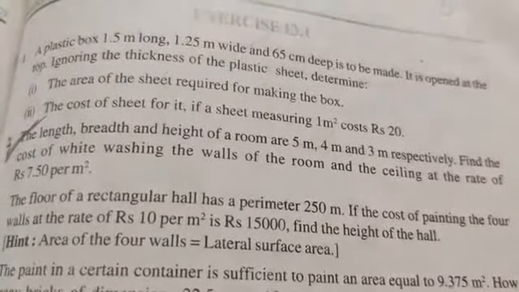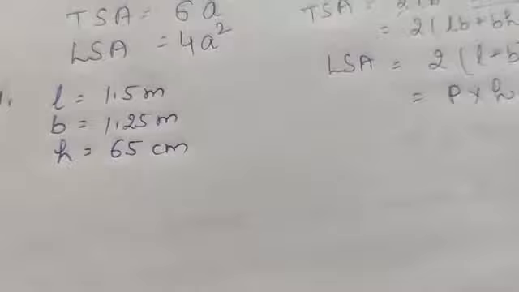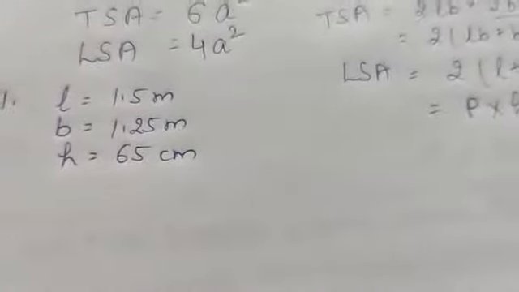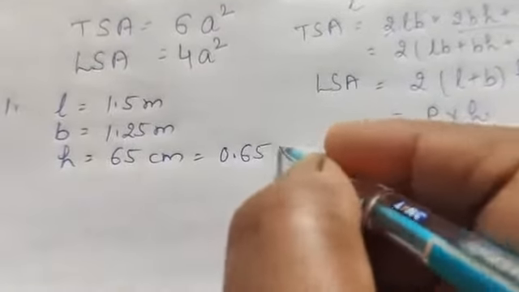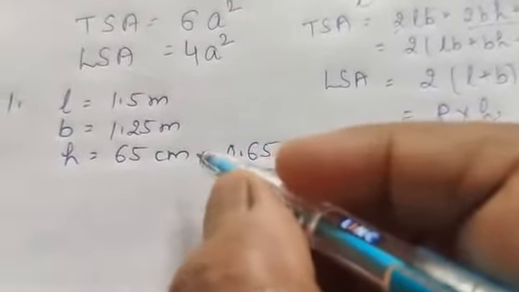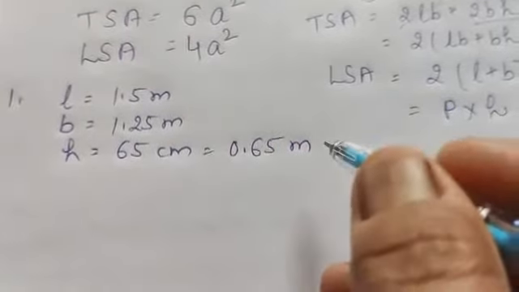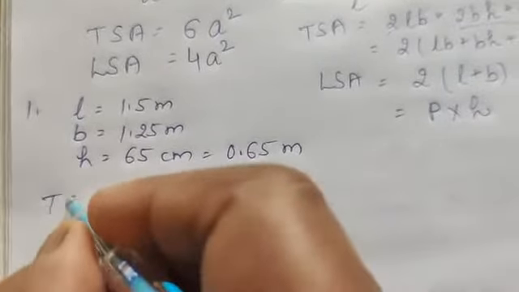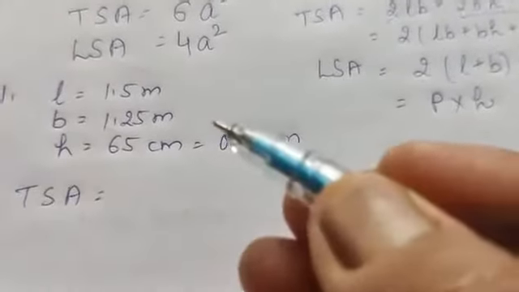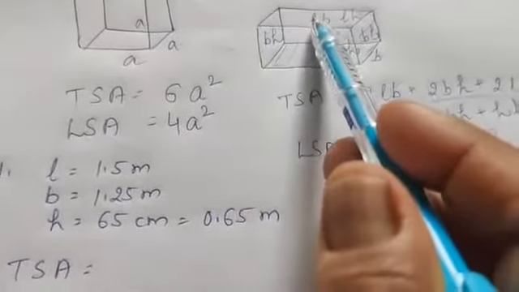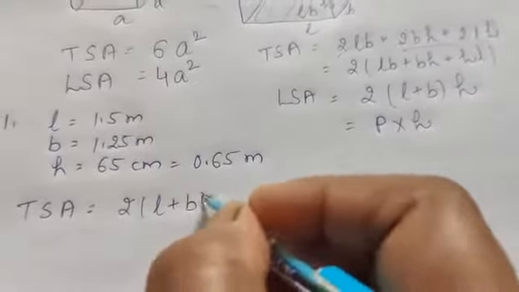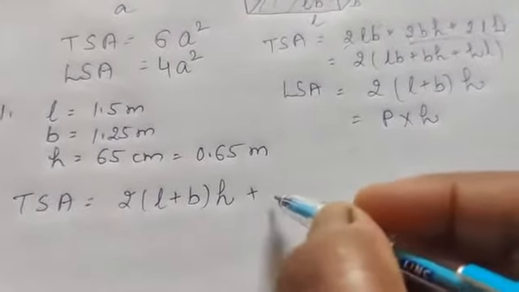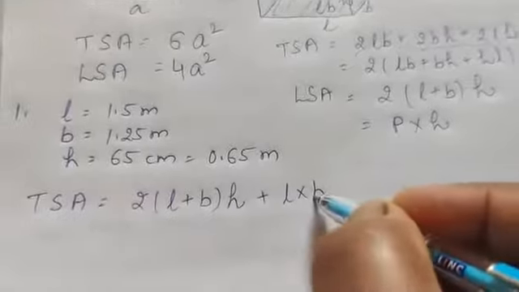Now taking length, breadth and height. Length equal to 1.5 meter, breadth 1.25 meter and height is 65 centimeter, that is 0.65 meter. 1 meter equal to 100 centimeter. The box is opened at the top. It means the total surface area is the area of 4 walls without top. Only the top area is not required. We require 2 times (L plus B) into H, which is the lateral surface area, and the area of the bottom, L into B.